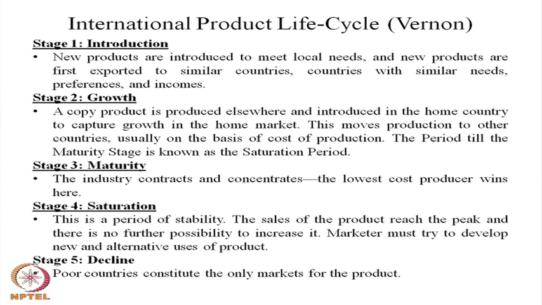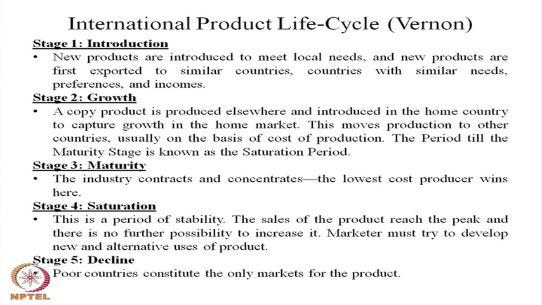The industry contracts and concentrates, and the lowest cost producer wins the race, because the market is now reduced. So, in a reduced market you have to produce at the cheapest possible cost; the cost of production needs to be reduced further. With the contraction of the market, the lowest cost producer wins the race.